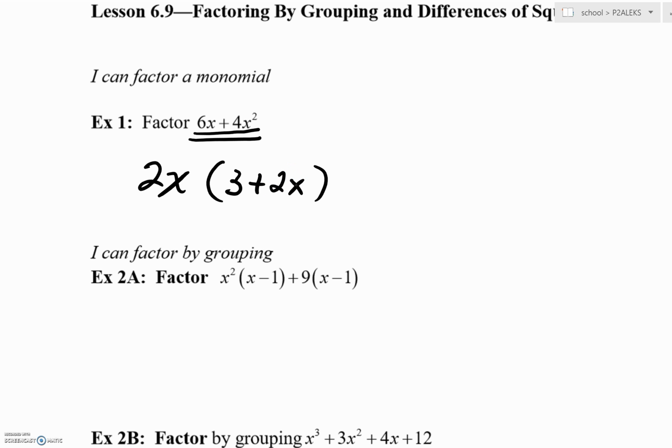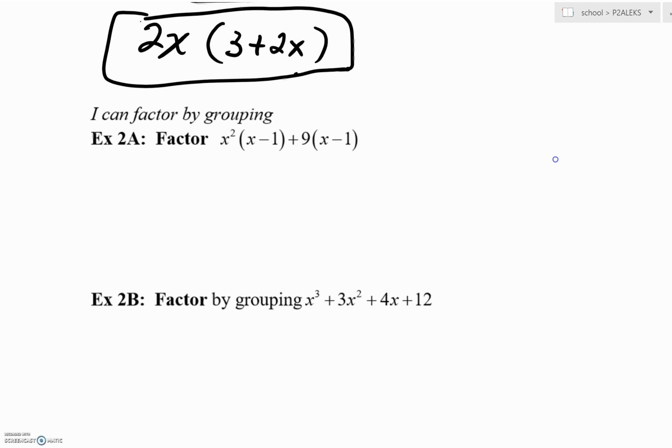Now, to check, you can always redistribute. You could always re-multiply 2x times 3, you'd get a 6x. 2x times 2x, you'd get a 4x squared. And that's where you're going. Okay? That's just some basic review. But the factoring by grouping is something that we did in Chapter 5. This is technically review. So that's maybe the best news. Factoring is showing up, but we've done it before.